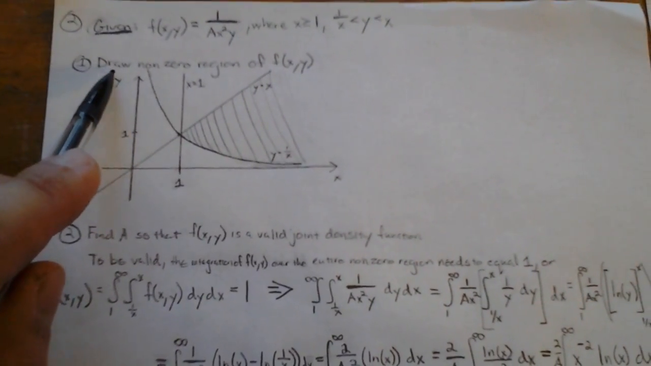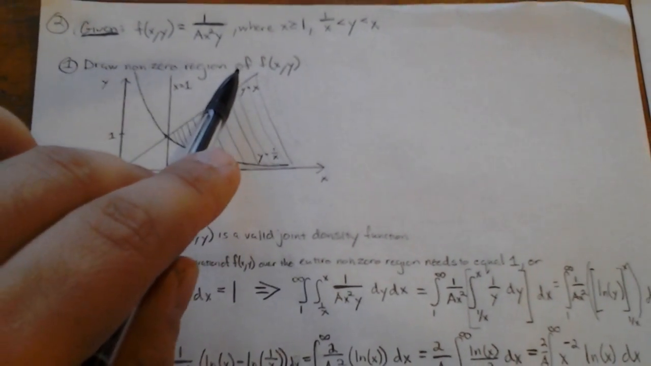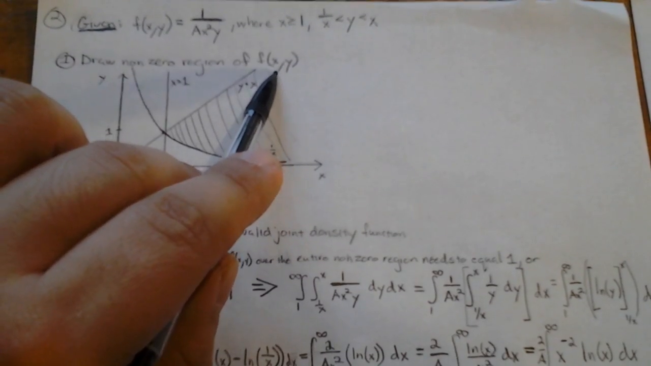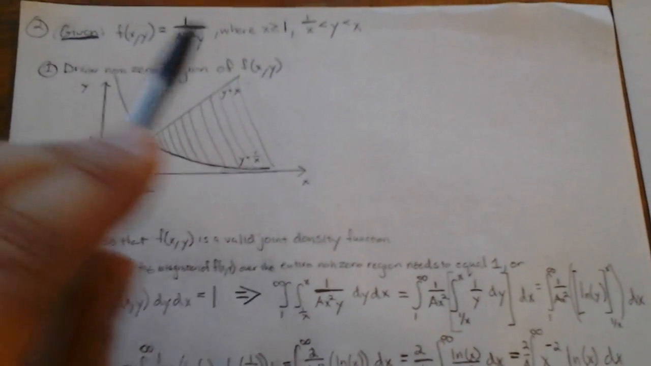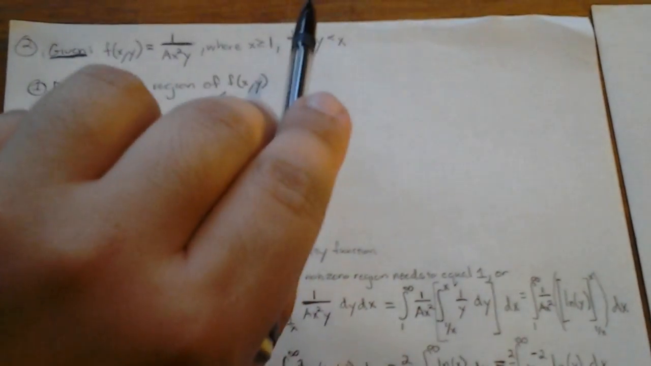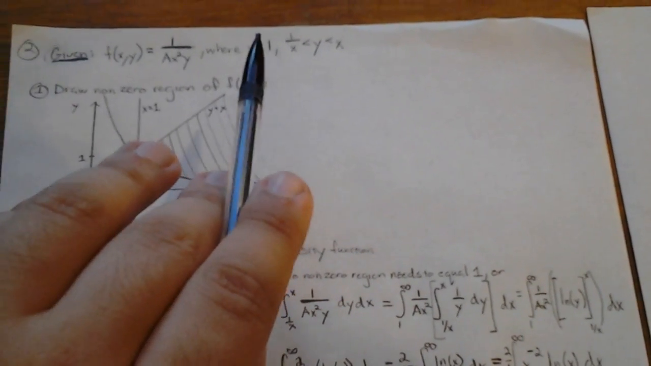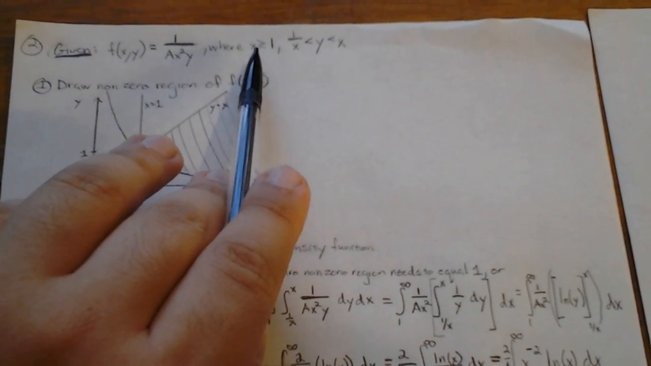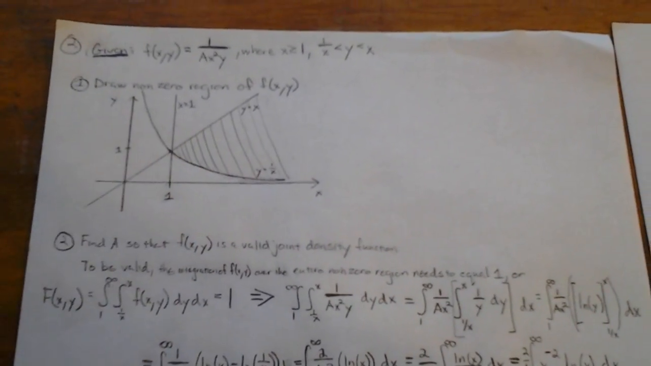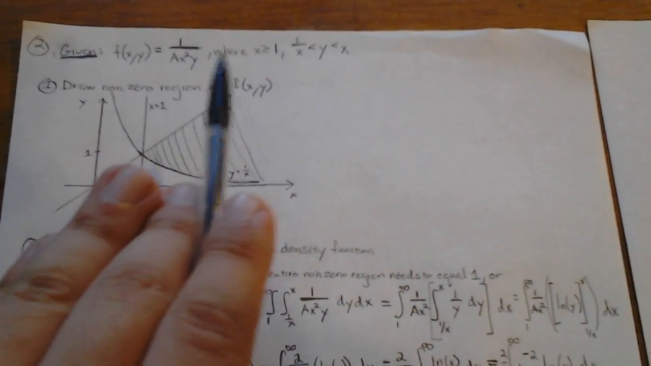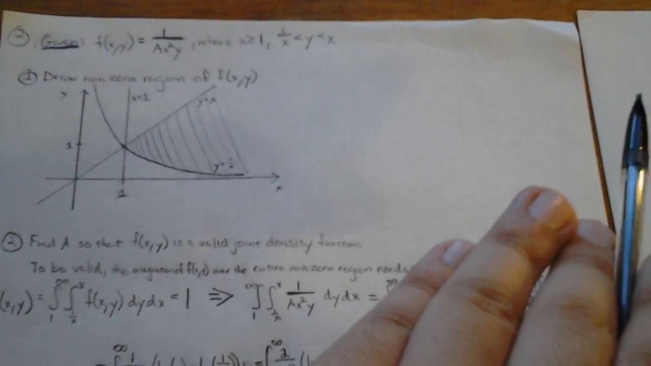The first part asks us to draw the non-zero region for the density function defined right here, which we do on our xy plane right here. We're basically going to be using these parameters to define things. So first and foremost, if we define x greater than or equal to 0, we're going to be ignoring everything to the left of this line, and we're only going to be looking at things to the right.